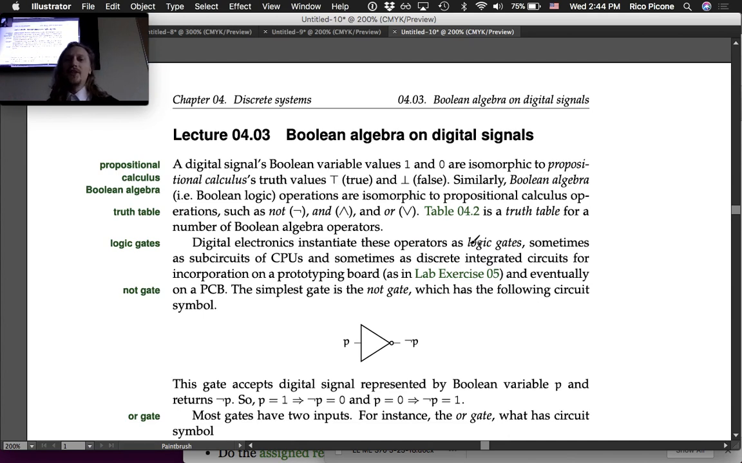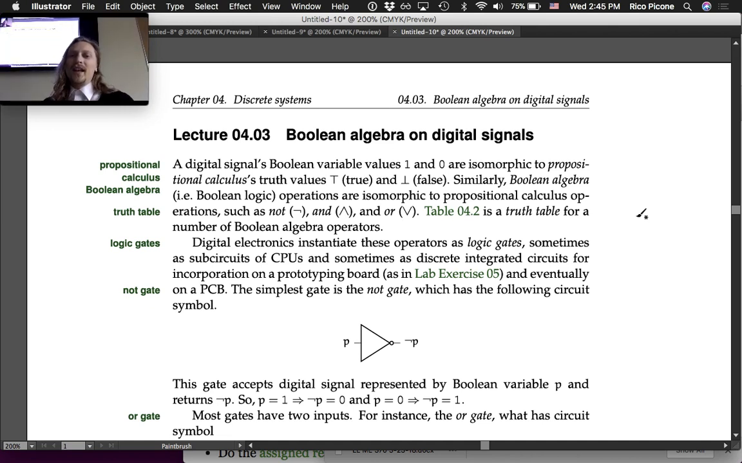Digital electronics instantiate these operators, AND, OR, NOT, etc., as logic gates, sometimes as subcircuits of CPUs, and sometimes as discrete integrated circuits for incorporation on a prototyping board, as we'll do in Lab 5, and eventually on a printed circuit board. When we do it on a prototyping board in the lab, we'll put in a chip that has some of these gates on it, and we'll use its pins. But eventually, in our final design, it wouldn't be on a breadboard. It'll be on a printed circuit board, like a green board, a motherboard, right?